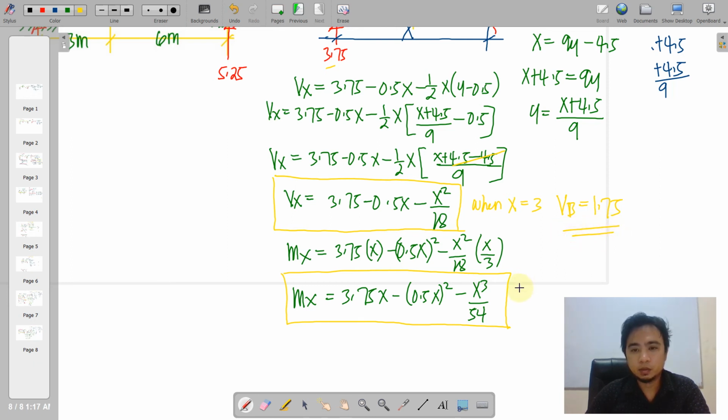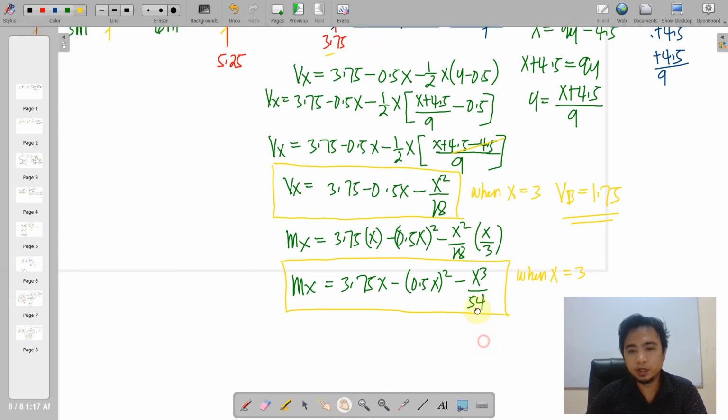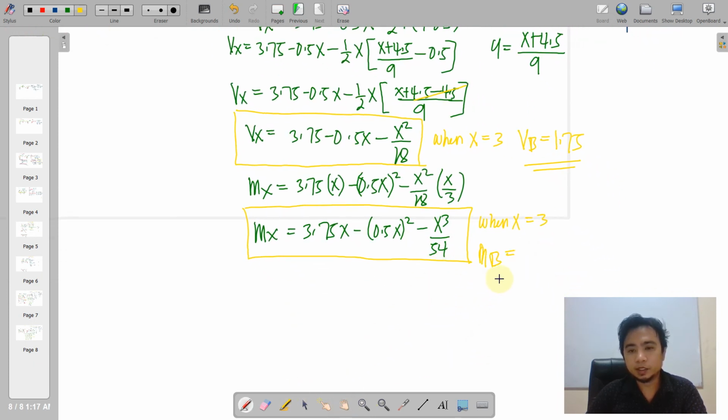Okay, so the same question is when x is equal to 3, what is the moment at B? So what will be the moment? So just substitute 3 here. When x is equal to 3, that is actually MB equal to 85 kilonewton meter. So those were the answers in your problem.